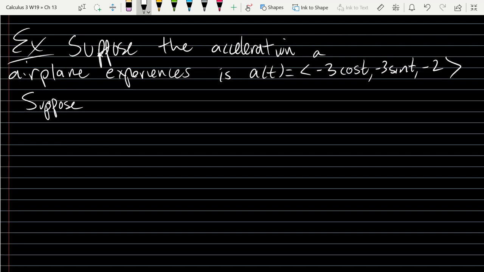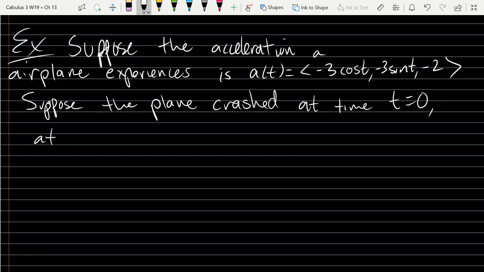So we're going to suppose the plane crashed at time t equals 0, and at the location (3, 2, 5). So what we want to do is figure out the velocity function and the position function.